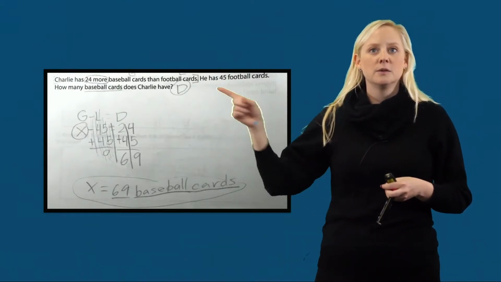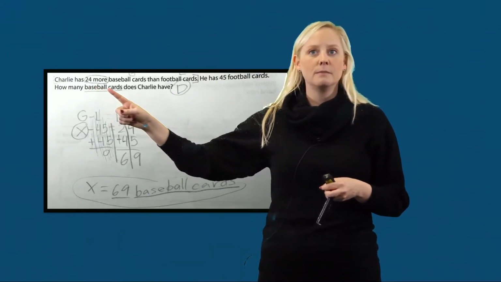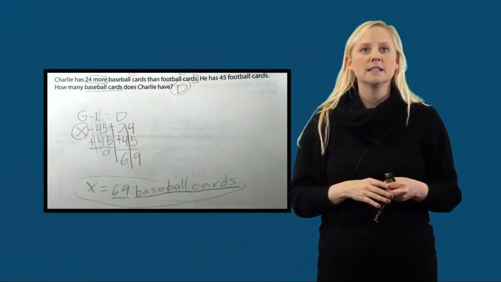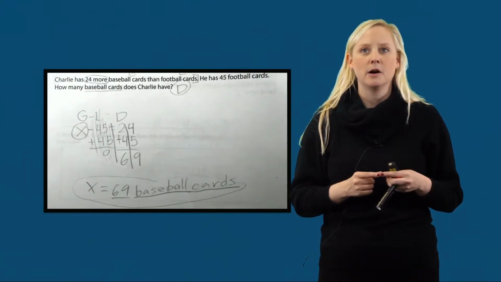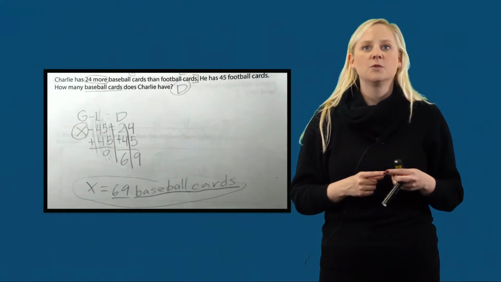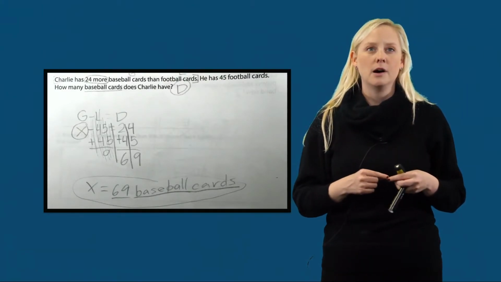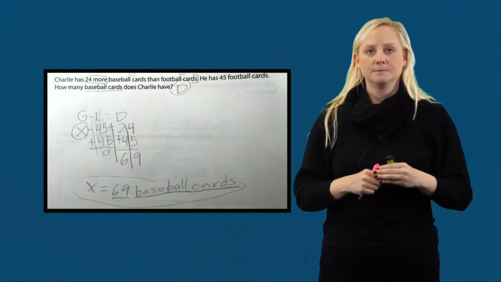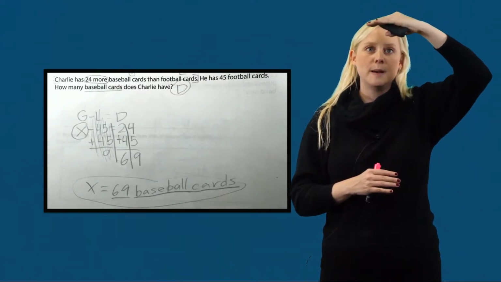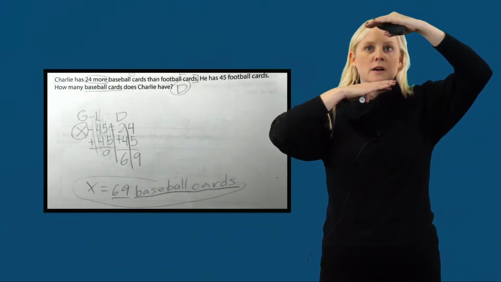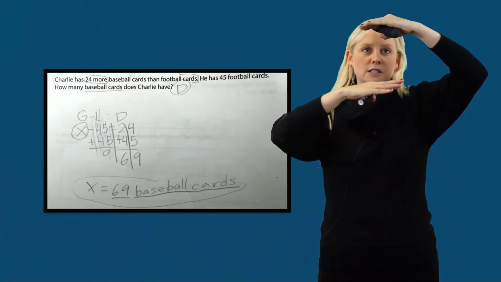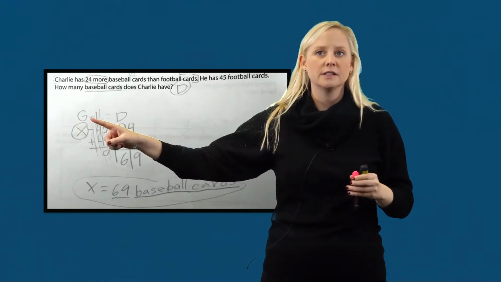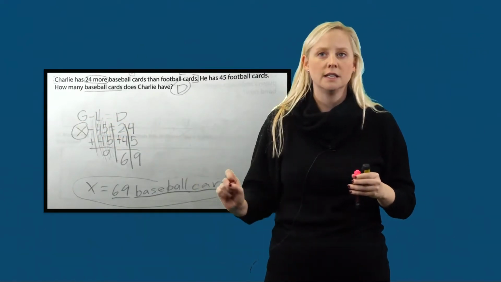Here, the student read the problem, underlined the label, baseball cards, and identified the problem as a difference problem because it says Charlie has 24 more baseball cards than football cards. He has 45 football cards. How many baseball cards does Charlie have? Here we see that we're comparing two amounts. We're comparing Charlie's baseball cards to his football cards. Here you can also see that the student wrote our difference equation, G minus L equals D.